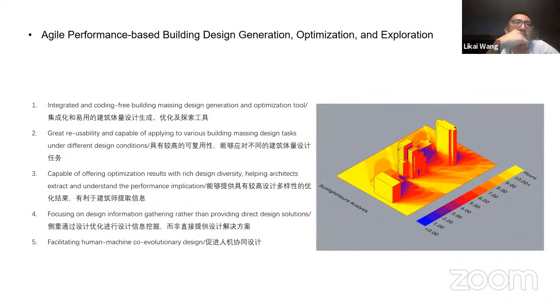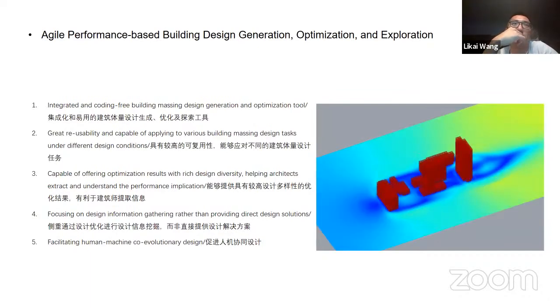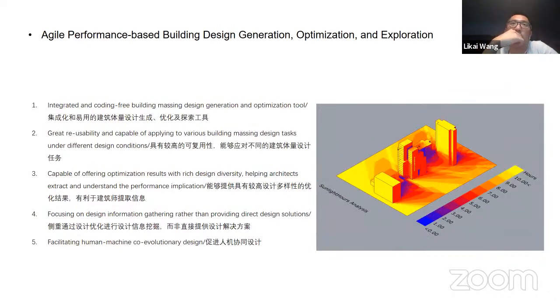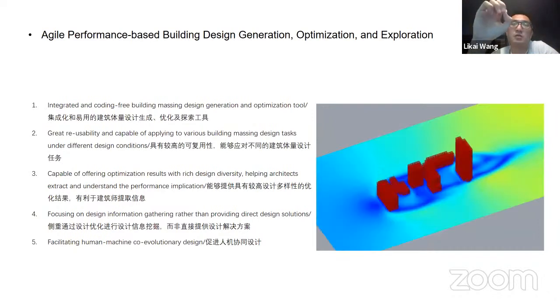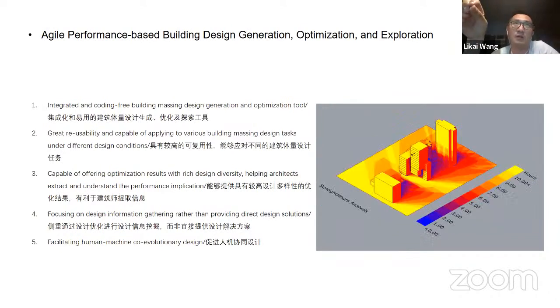In general, EvoMass has five features. The first one is integrated and coding-free building massing design generation and optimization, which means that you don't need to carry out any other programming when you use EvoMass. So it makes it a very flexible and easy-to-use design tool when you conduct performance-based design optimization.